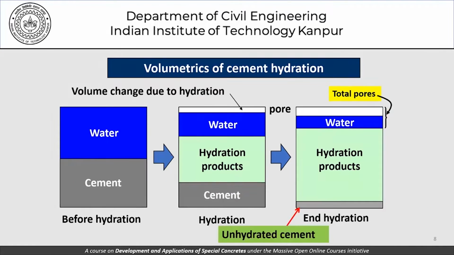Now this is the unhydrated cement. There's another possibility that if the entire cement does not get consumed, then we have some unhydrated cement as well. And with this unhydrated cement, there will be some remaining water, that is excess water, there will be some total pores, and hydration products. So this is what is going to happen.